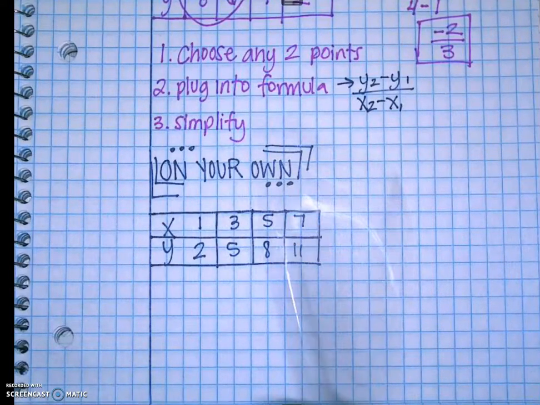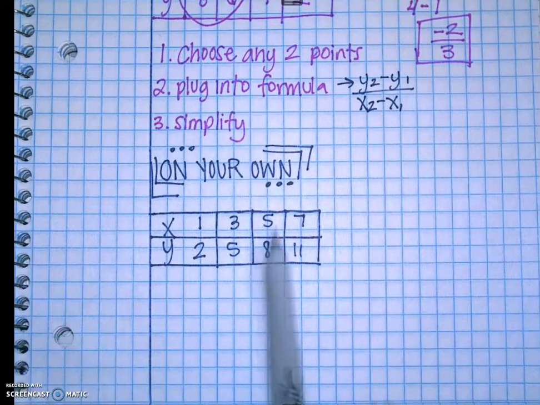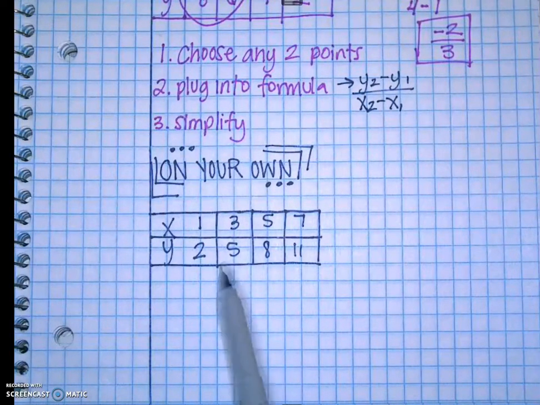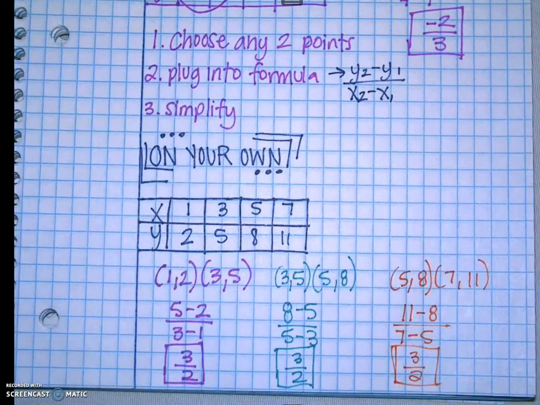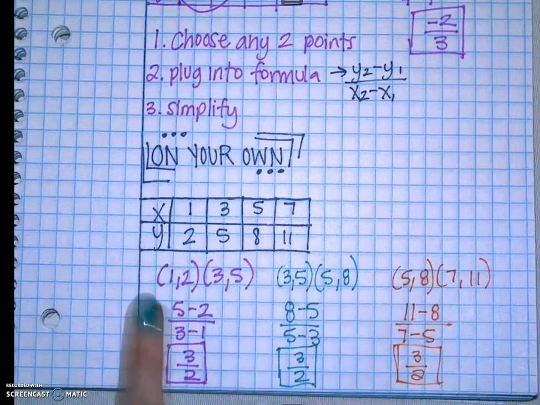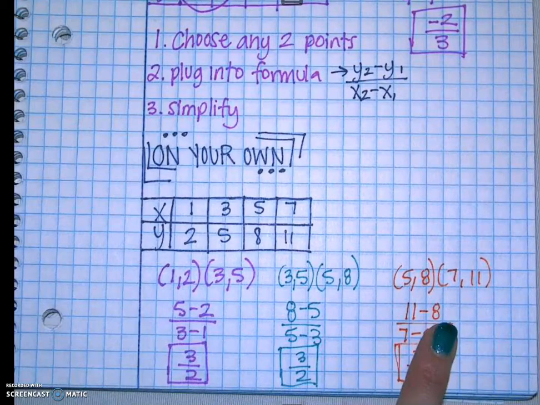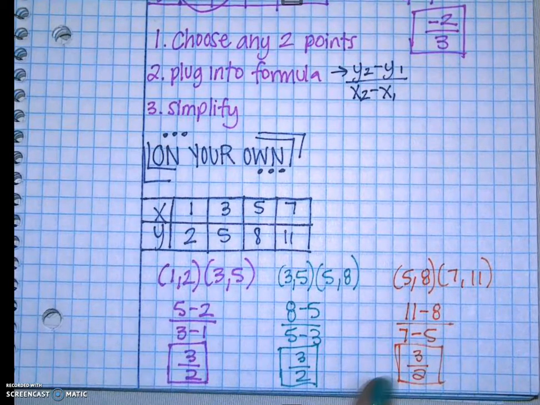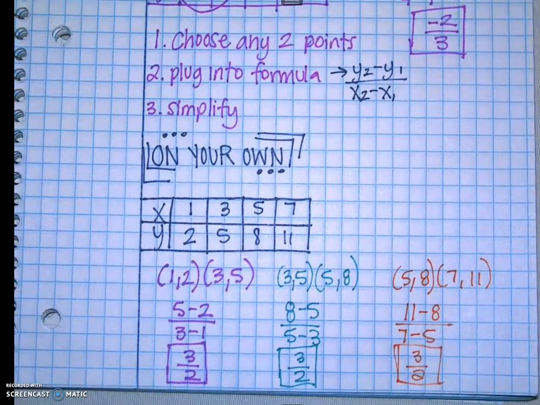Okay, so now that you have the steps, I want you to try this one on your own. So pause the video, try it on your own, it's going to help you out, and then when you're done and you're ready, start it again so you can see what the answers are. All right, so I don't know what coordinates you picked, so I actually did 3 different ones. And if you notice, all of my work gave me the same exact slope, okay? So that's why I said pick any 2 points, plug them in, and simplify.